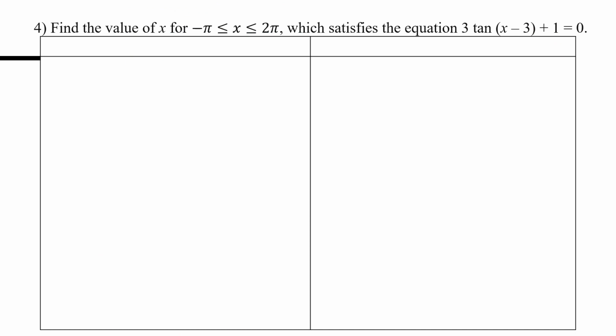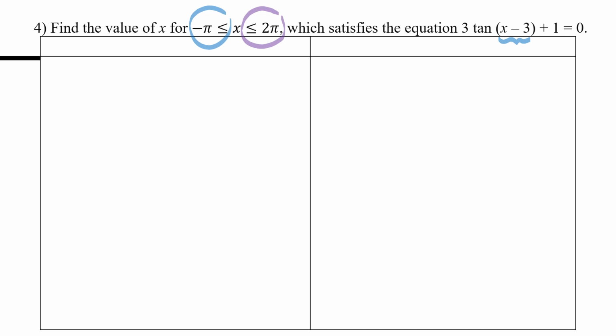Right, let's look at an even more challenging question. Why is it more challenging? Because in this case, we have to deal with angles measured in the anti-clockwise direction and also angles measured in a clockwise direction. And not only that, we are not solving for tangent x only, we're solving for tangent of (x minus 3). So that makes the question even more challenging.